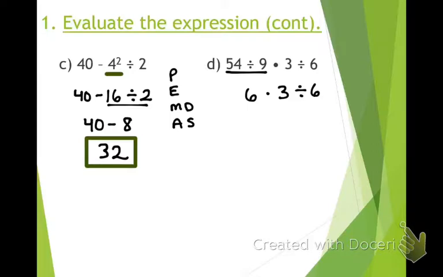Next up, I have only multiply and divide left. Which one should I do first? Multiply, because I am working from left to right. 6 times 3? 18. And drop down the divide by 6. What is 18 divided by 6? 3. So our final answer is 3.